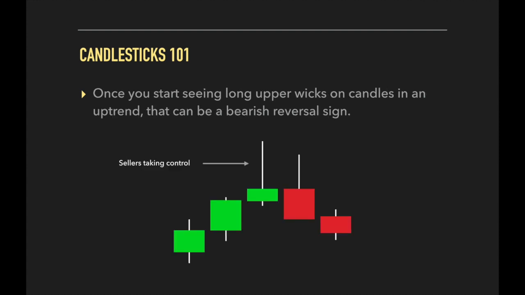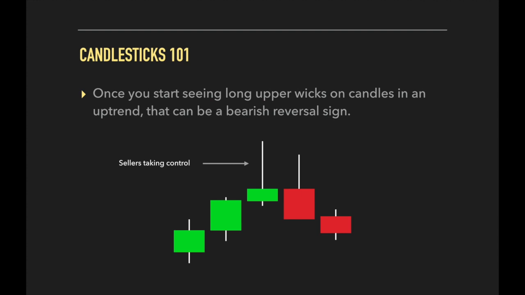One way that we can do that is we can look for reversal points in the market. These candlesticks can be a clear indication of a reversal, and that many times is going to allow us to get into a trend at the very beginning of it and profit from the stock's reversal. So for example, once you start seeing long upper wicks on candles when the stock is in an uptrend, that many times can be a bearish reversal sign. A bearish reversal simply means that it is going to reverse to the downside.